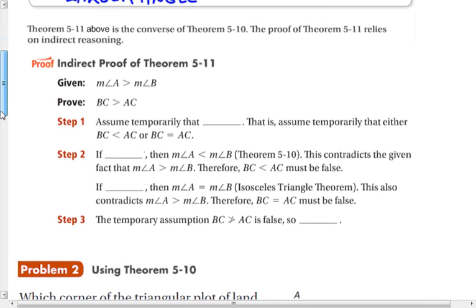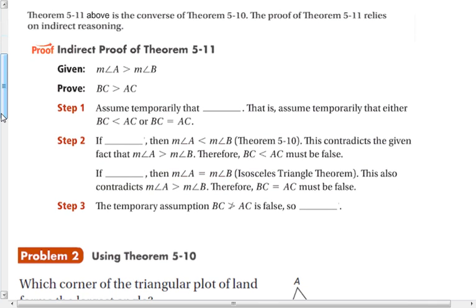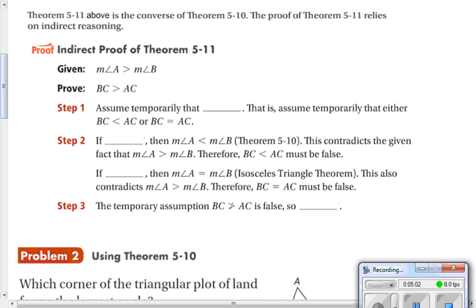So as long as we're just learning about indirect proofs, let's do an indirect proof of this one. And I'll let you see if you can fill in the blanks, but this is an indirect proof of the last theorem, the converse of theorem 5-10.